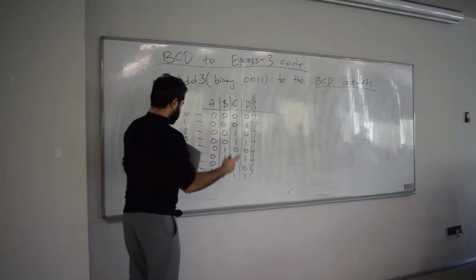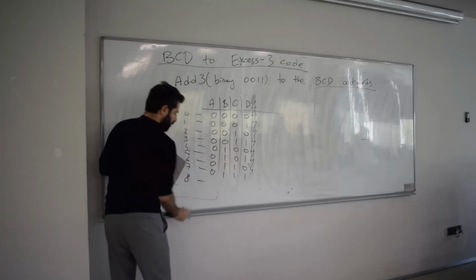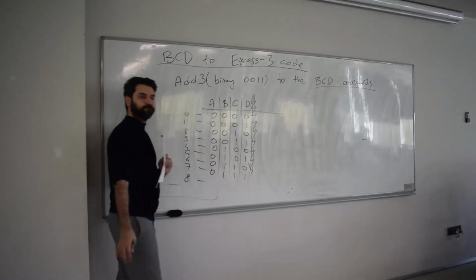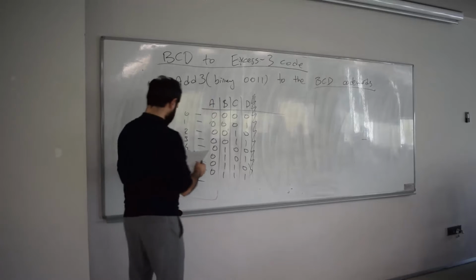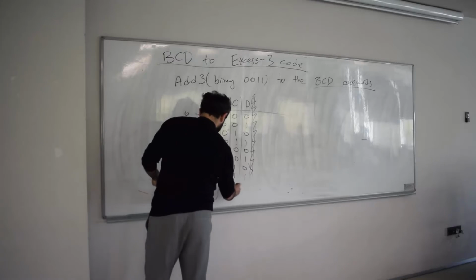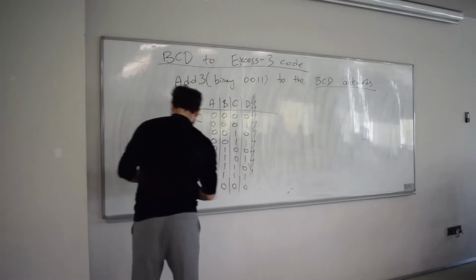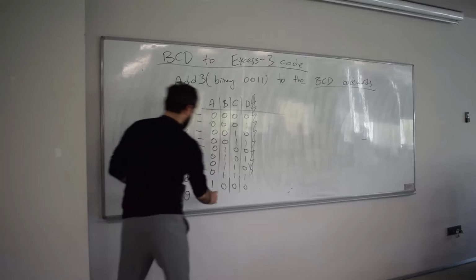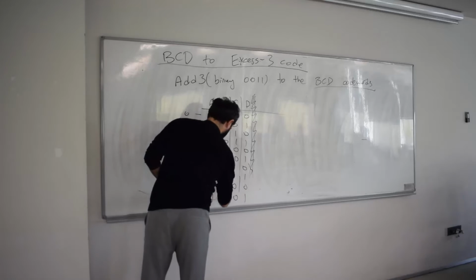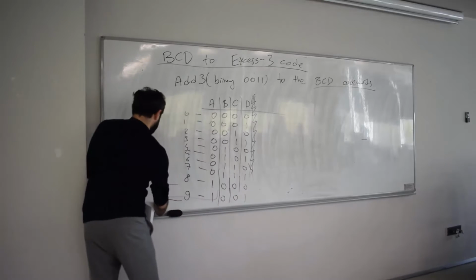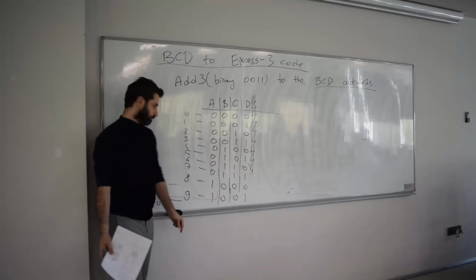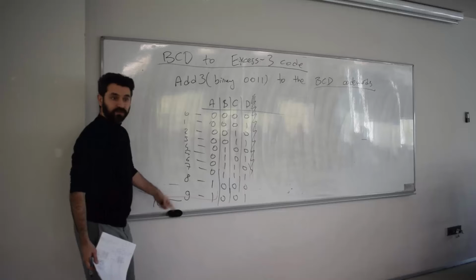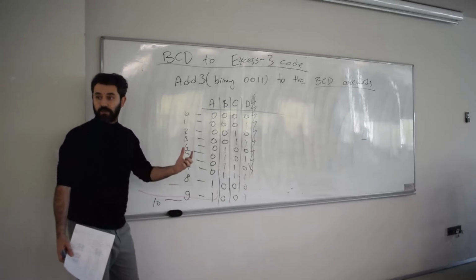Okay? So if you go to 8, you would probably say, oh, it's 1, 0, 0, 0, right? Yes, correct, 1, 0, 0, 0. And if I go to 9, I got 1, 0, 0, 1. Okay. But how about if I go to 10? It would be 1, 0, 1, 0, right? But that is your binary representation.